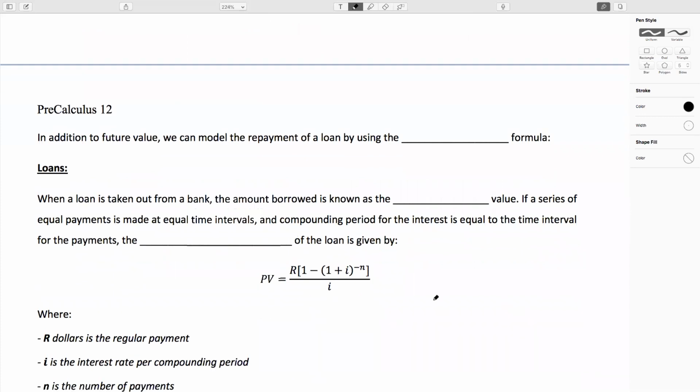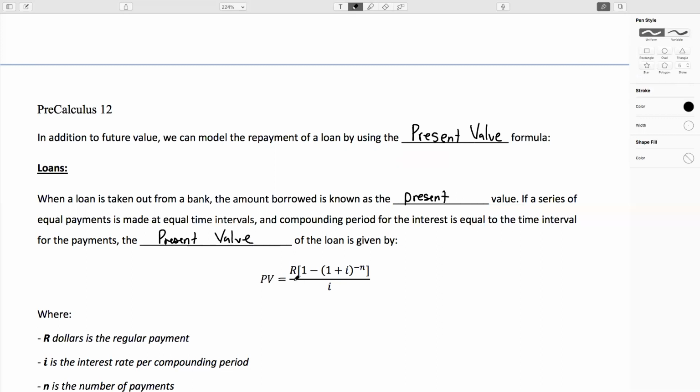In addition to future value, we can model the repayment of a loan using the present value formula. When a loan is taken out from a bank, the amount borrowed is known as the present value. If a series of equal payments is made at equal time intervals and the compounding period for the interest is equal to the time interval, then the present value of the loan is given by this formula.